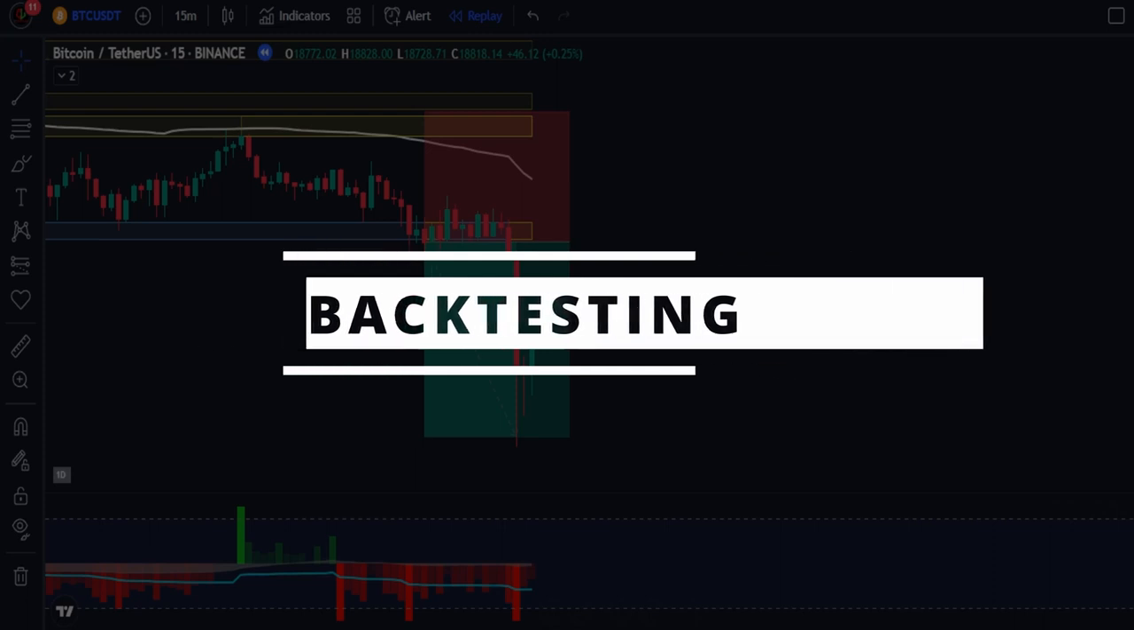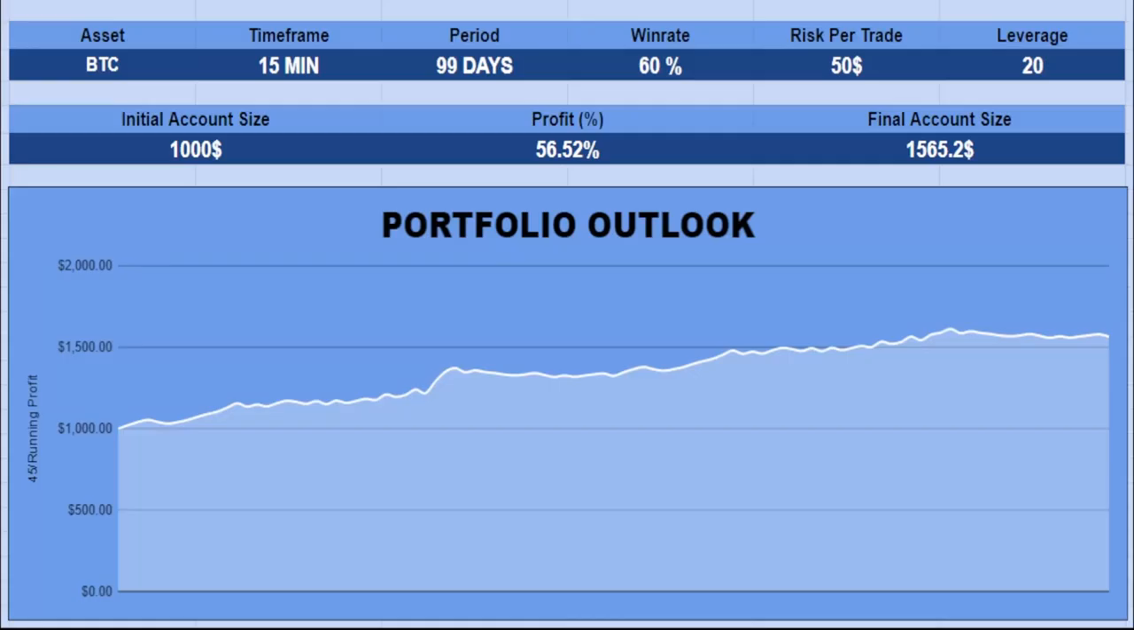Backtesting. I hope you understand the rules of this strategy. Now, let's find out its win rate. I backtested this strategy 100 times. Now, here are the results. I've tried the strategy on Bitcoin using a 15-minute time frame. The total trade range reached 99 days with 60% win rate.